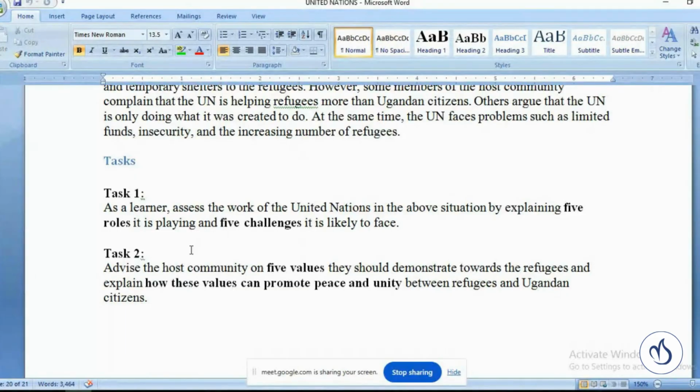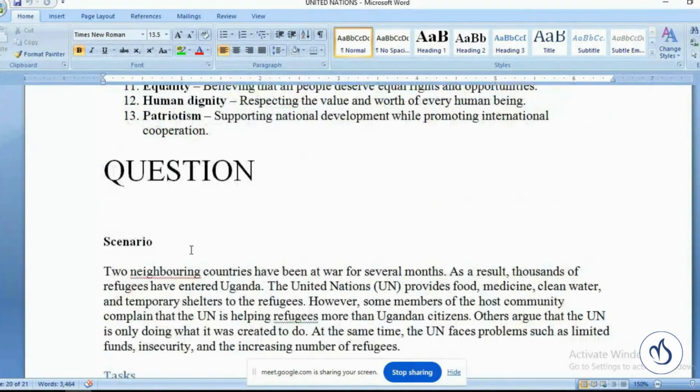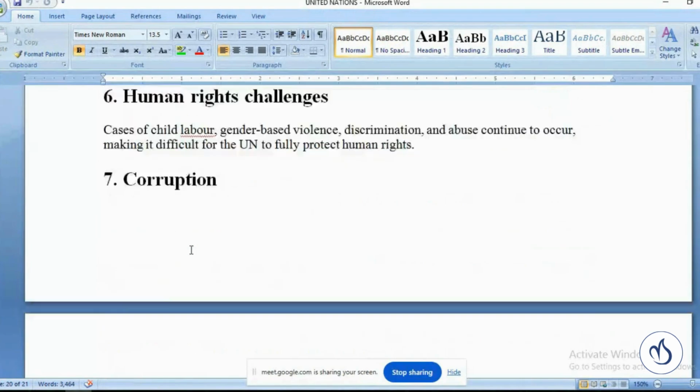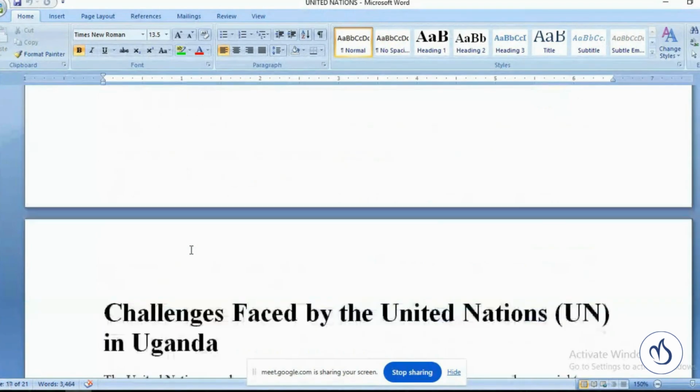Members, that's what they normally ask. They normally ask about what the UN does, the challenges in your scenarios, and the roles of the UN in promoting peace in Uganda. I think that's what I had for you today.